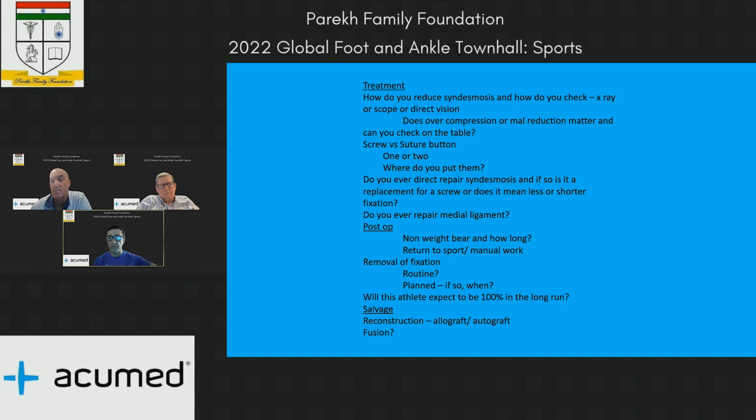I've never done a fusion, and I've done a handful of reconstructions, so I don't have a big experience with it. But I think reconstruction is not unreasonable, but it's not bread and butter stuff. They're pretty uncommon, I reckon. I think the fact that none of us have done many shows that whether you use a screw or a tightrope, it's a good operation and it solves the problem.